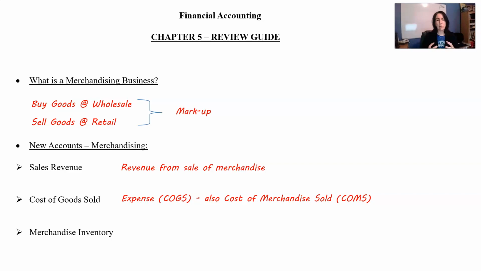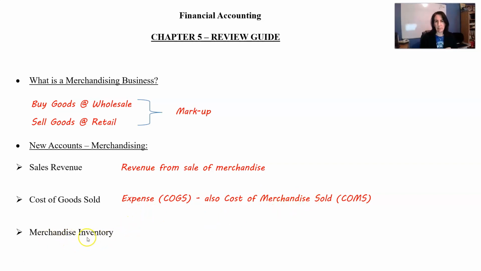Right? So cost of goods sold is treated like an expense, and it's really the biggest expense in your income statement. And it's the cost of the products or the inventory that you're selling. All right? You also might see COMS, which is cost of merchandise sold. All right, well, more on cost of goods sold as we move along.